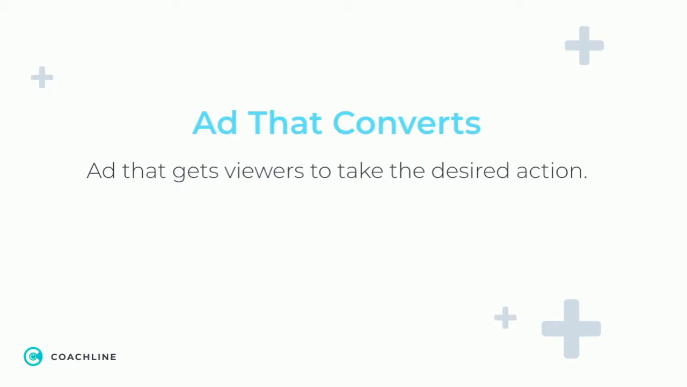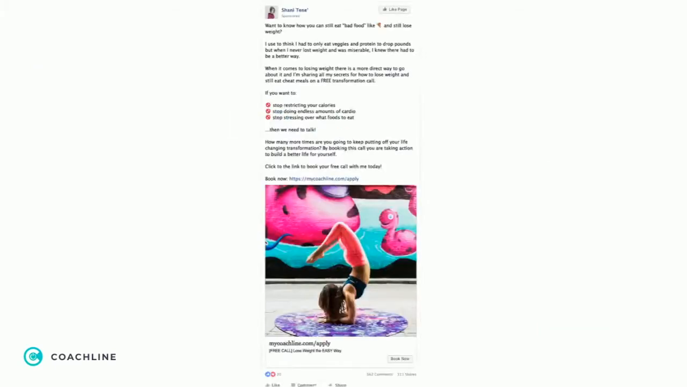So first things first, let's go through this ad. This would be considered an ad that converts, and I'm going to show you the 10 reasons why. I'm going to read through it, and then I'll take you through the 10 different parts, and we'll break this down. So, want to know how you can still eat bad food like pizza and still lose weight? I used to think I had to only eat veggies and protein to drop pounds, but when I never lost weight and was miserable, I knew there had to be a better way. When it comes to losing weight, there's a more direct way to go about it, and I'm sharing all of my secrets for how to lose weight and still eat cheat meals on a free transformation call.